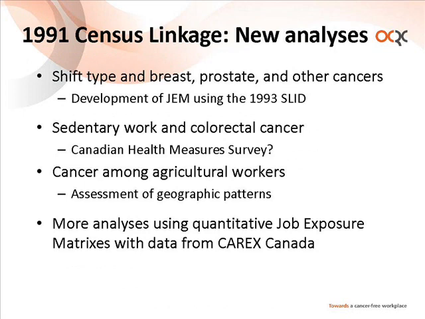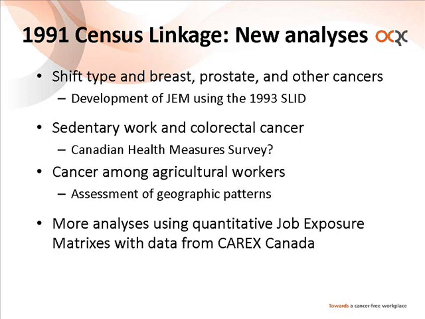These are some of the new analyses that we have upcoming. We want to be able to look at shift type using the Survey of Labor and Income Dynamics from 1993, and develop a job exposure matrix, or the ability to classify people on the basis of occupation and industry as to probability of different types of shift work. This is a model that has been used successfully in the Nordic countries and did show, for instance, patterns associated with breast cancer. We'd like to test that here and look at other types of cancers as well. We'd also like to look at sedentary work and colorectal cancer.